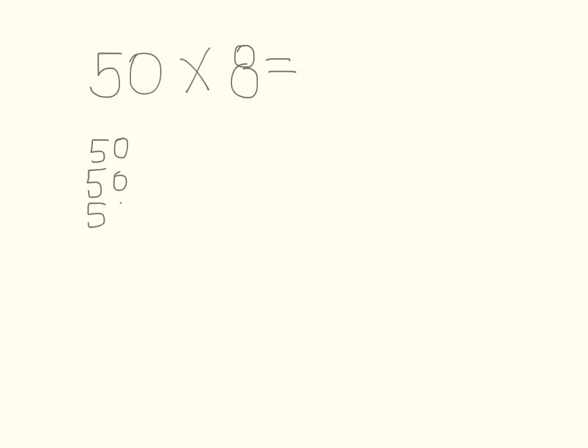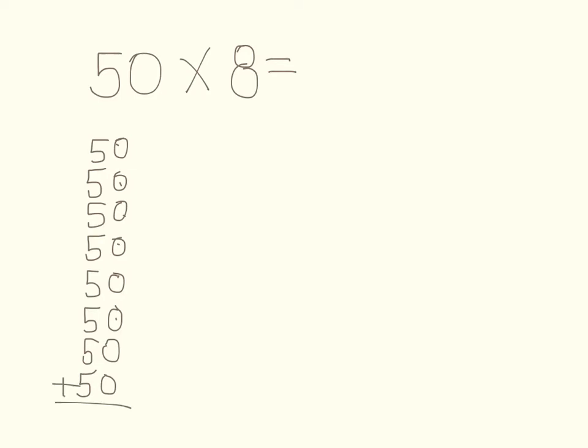Let's try 50 times 8. So to try to do 50 times 8, the old way we would have to do 50 plus 50 plus 50 plus 50 plus 50 plus 50. I have to count my 50s. 1, 2, 3, 4, 5, 6. So there's our old way of figuring things out.